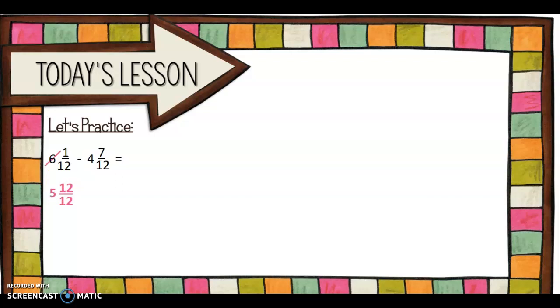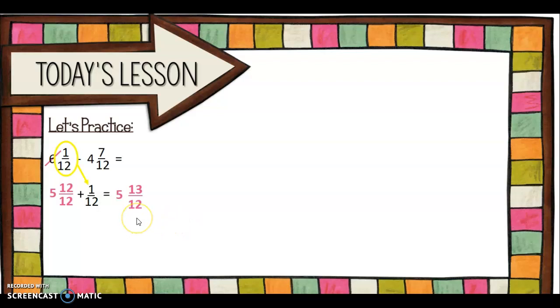Here's where it gets tricky though. I still have 1/12 of this piece of my fraction that I need to include, because this 5 12/12 only renames the 6. So I have to actually take that 1/12, pull it down, and add it to my newly renamed 6. I renamed my 6, and I'm adding the original 1/12. That is going to equal 5 wholes and 13/12.